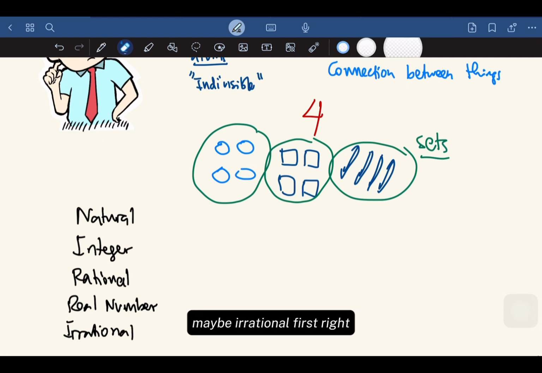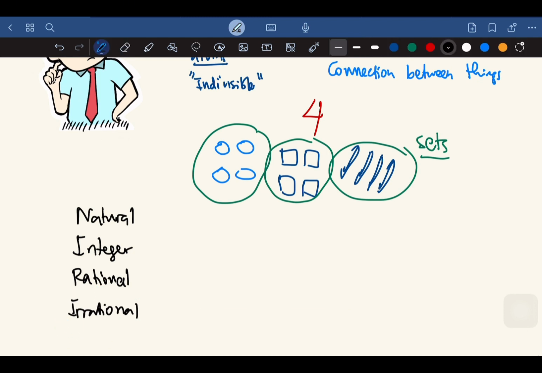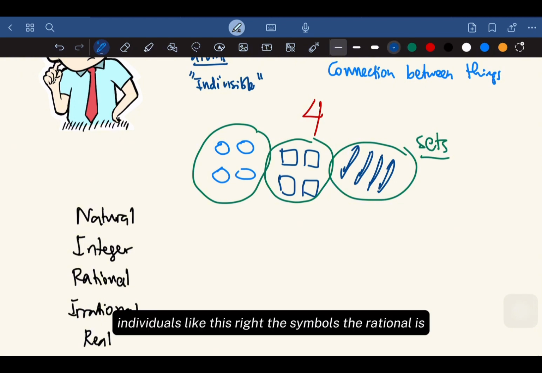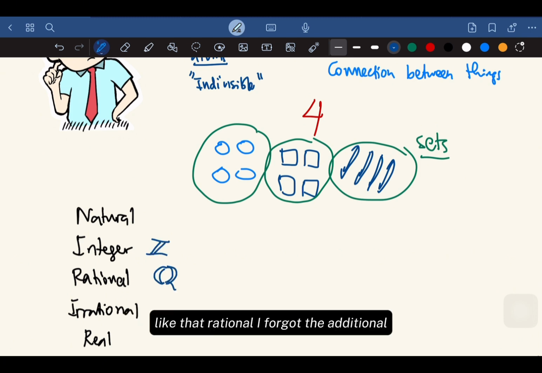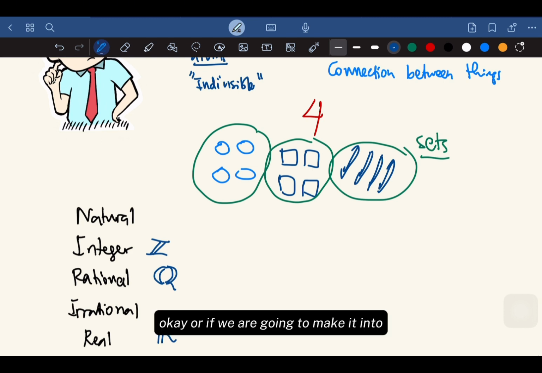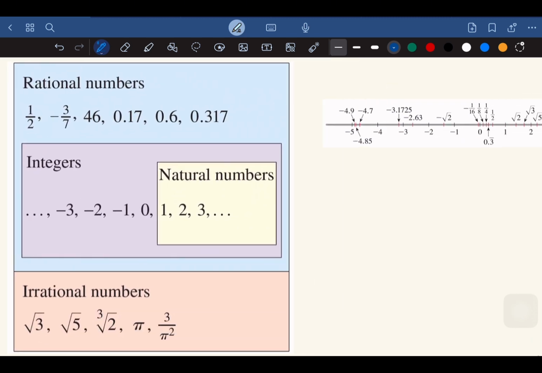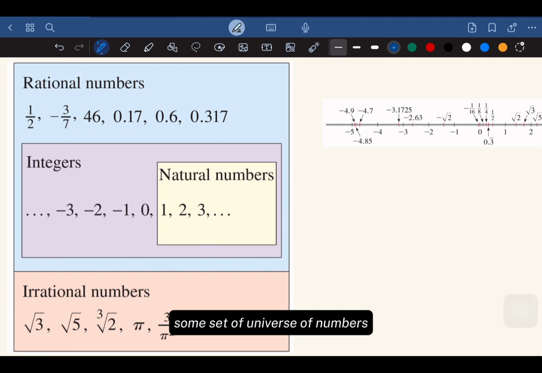Maybe irrational first, right? Irrational first, then real. And then we have something that we call the real numbers. Integer is like this, right? The symbols. The rational is like that. Irrational, I forgot the irrational. Real is this, right? Or if we are going to make it into some set of the universe of numbers.